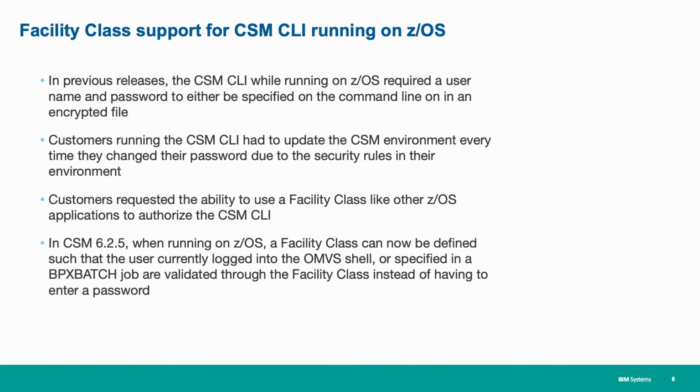And so for 6.2.5, we enabled that. On the CSM CLI, you can specify a -saf parameter, so that the facility class you specify in a property file will get checked. The currently logged in user in the OMVS shell, or the user specified by the BPX batch job, is validated against that facility class so that they no longer have to enter the password. Hopefully this speeds things up and prevents them having to manage the password in multiple spots, while still maintaining that security based off of facility classes.